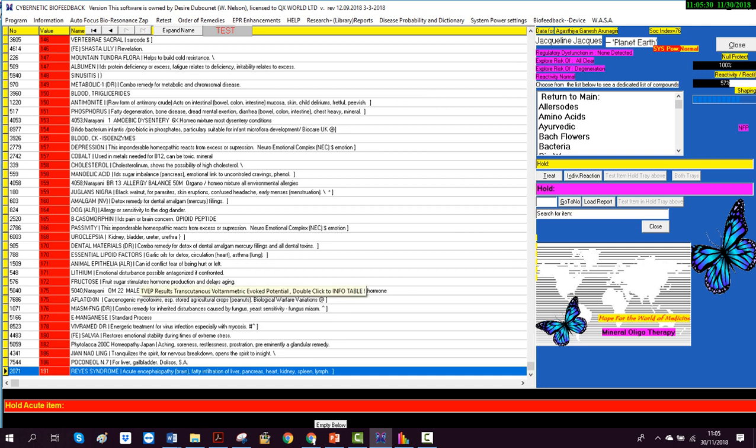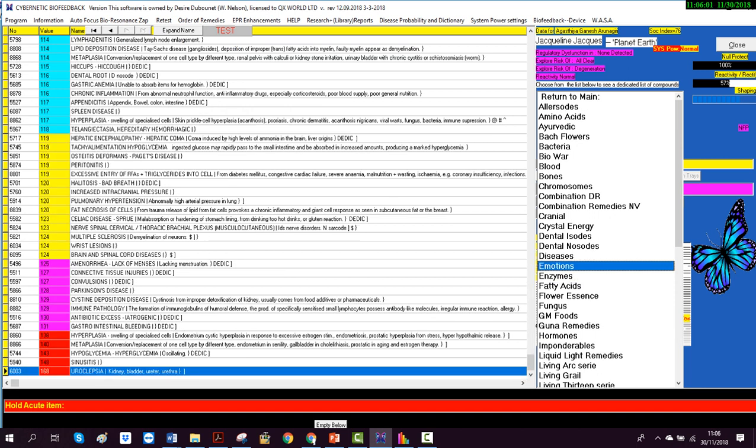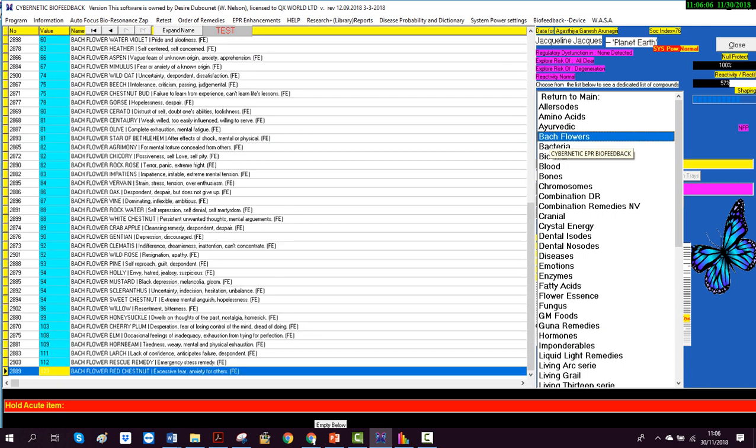The fact that there is a lot of reactivity is very good. It means the client is reactive and is giving the practitioner a lot of information. We could have a look at all of this, but we don't have time when we are with the client. So we have some subcategories here, and I could look at the emotions, the diseases, the enzymes, the hormones, the bacteria, the Bach flowers, anything.